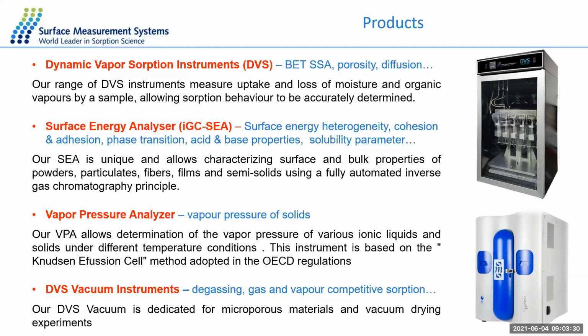Our inverse gas chromatography instrument allows us to measure the surface energy of powder, fiber, film, or particulate materials, along with the energy heterogeneity mapping on the surface. It's also capable of calculating the work of cohesion and adhesion for the interaction between particles in multi-component systems.